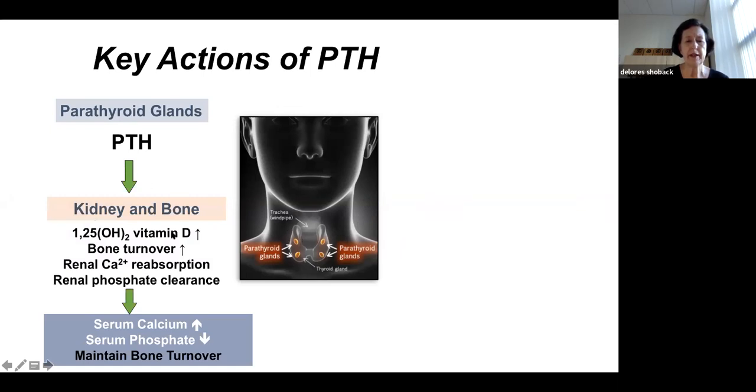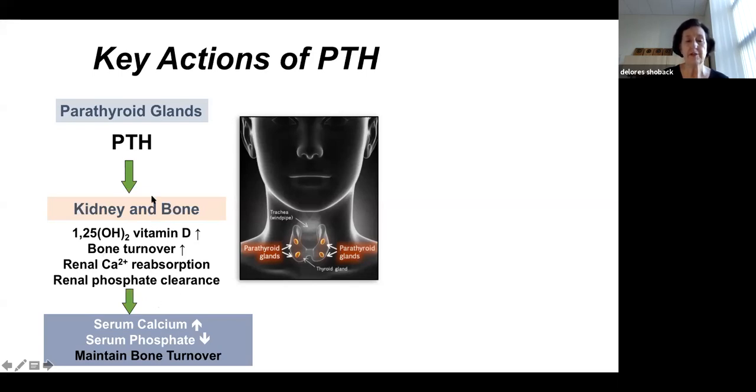It goes to the kidney and bone, and it does all of these pretty important things. It'll raise 125 vitamin D levels, and I'll show you more about that in a moment. It'll regulate the turnover that goes on in bone, and I'll try to explain what we mean by that. It's going to increase calcium reabsorption. Renal just means kidney, by the kidney. It's going to clear phosphorus out of the body through the kidney.